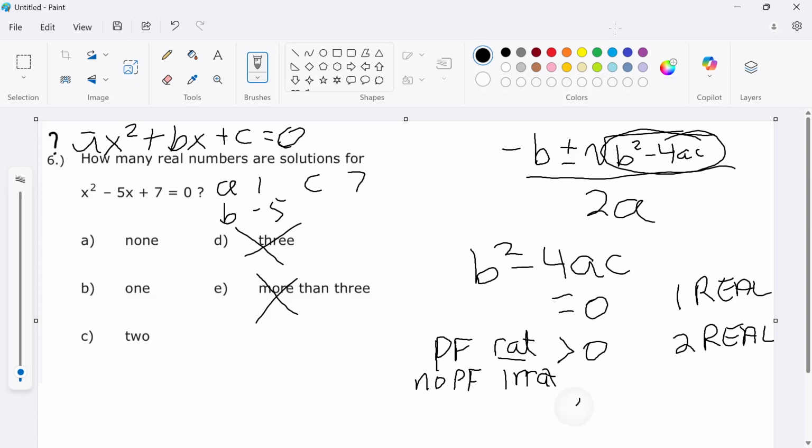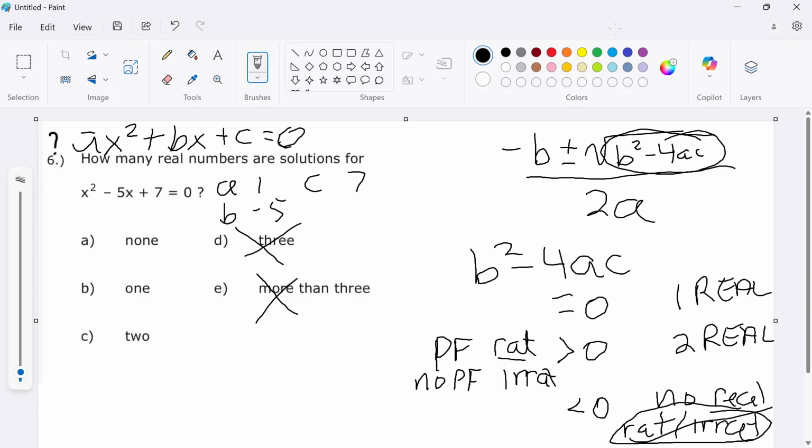And then if that discriminant is less than 0, there are no real solutions. The solutions in that case are called complex, with non-zero imaginary components, and they are neither rational nor irrational. So sometimes they might ask you that. If the discriminant is less than 0, they're not rational or irrational.